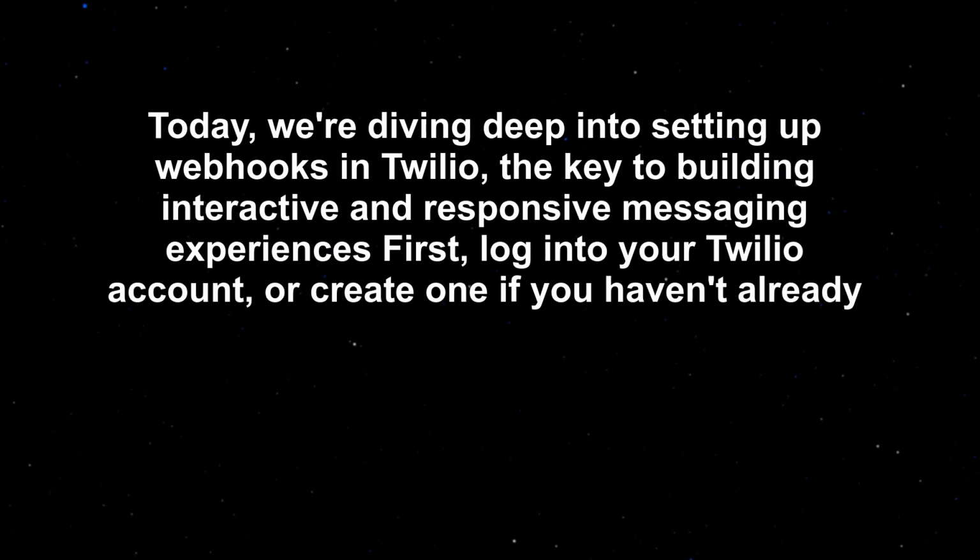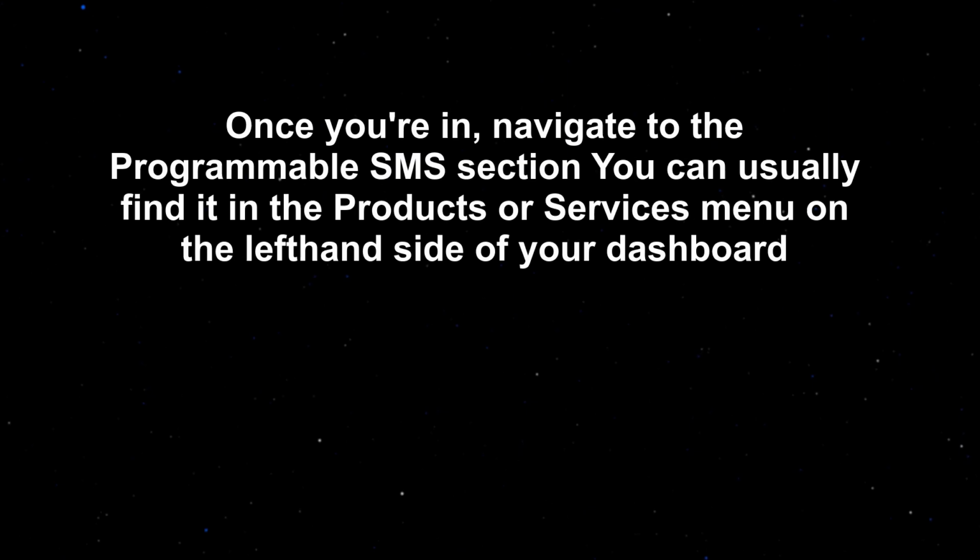First, log into your Twilio account, or create one if you haven't already. Once you're in, navigate to the Programmable SMS section. You can usually find it in the Products or Services menu on the left-hand side of your dashboard.